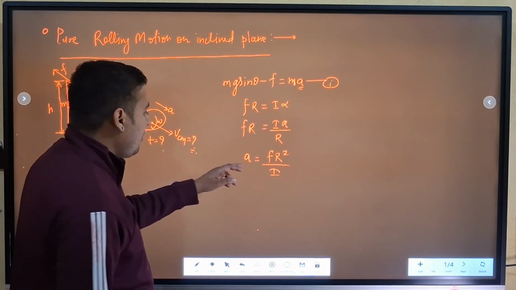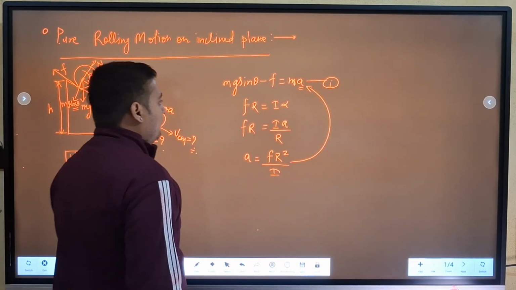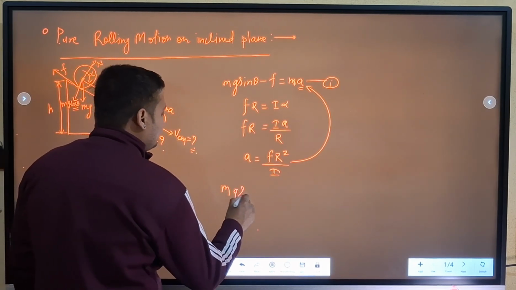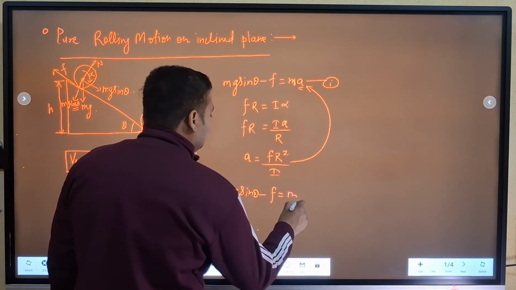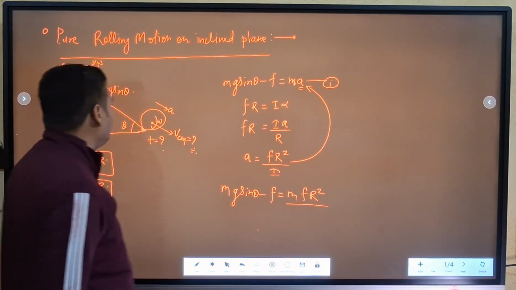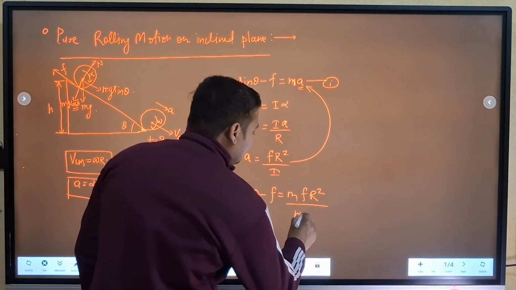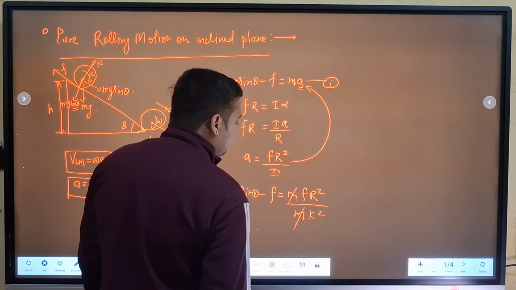Yes, and now we will put this acceleration value in the first equation. So if you put the value of acceleration, we can write this value is equal to mg sin theta minus f, m f r square, and in place of I we will take the general case of a circular shape body, which is equal to mk square. So we will write here this value is mk square. m will be cancelled here.